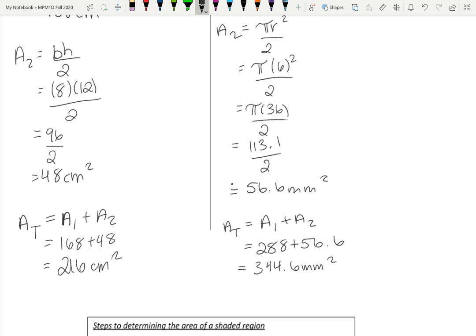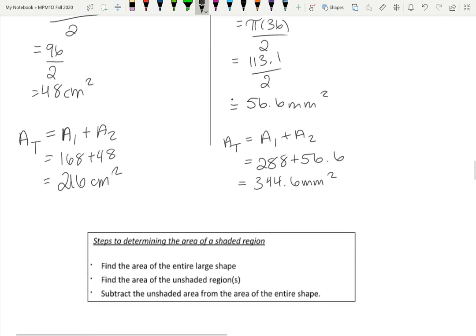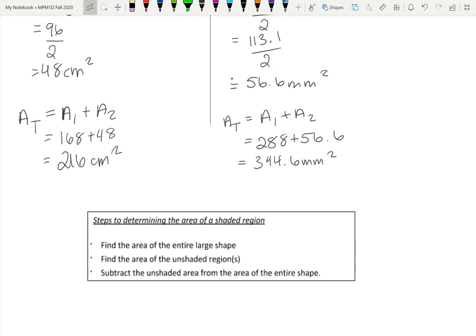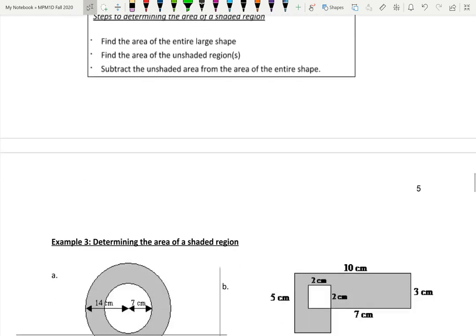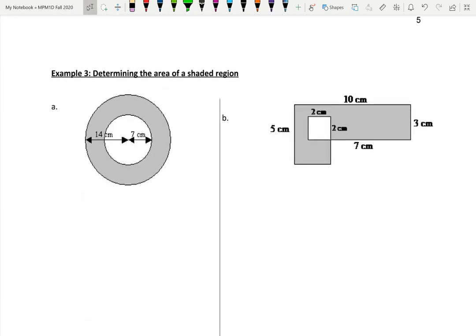All right, one more page. So steps to determine the area of a shaded region. So sometimes you don't want to find the area of the total composite figure. You just want the shaded area. Okay, so I just want this right here. So what you're going to do is find the area of the entire composite figure. Then you're going to find the area of the non-shaded part, and then you're going to subtract it from the total, and that'll equal just the shaded region.